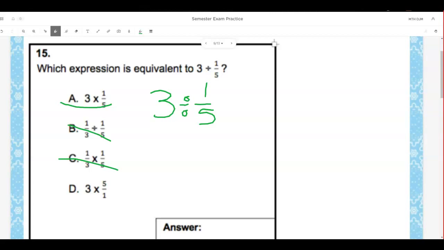5/1 is the reciprocal of 1/5. So if I wanted to do keep, change, flip, this is what I would get. Right? Keep, change, flip. Okay. Keep, change, flip. How is that the answer? How is it the answer? Because we can't divide fractions. We have to change it to multiplication using KCF. Keep, change, flip. Kentucky Chicken Fried.